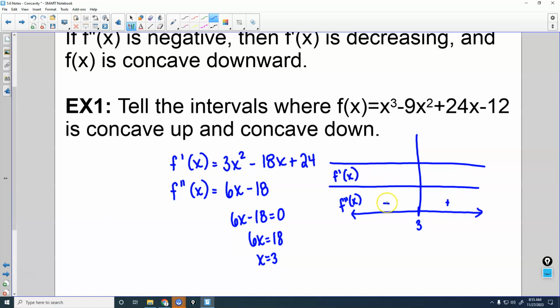If I have a negative, it tells me that the function above it is going to be decreasing and then increasing here. But it's not asking me about the increasing and decreasing of the first derivative. It's asking me about the original function. And if my derivative is decreasing, then I will be concave down here, and then concave up here.